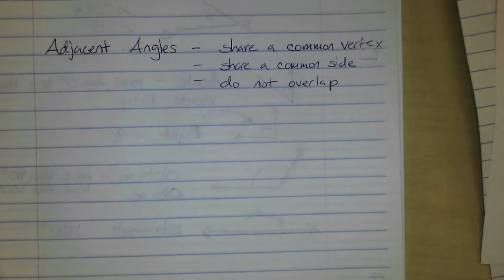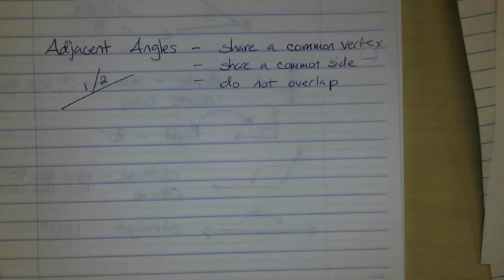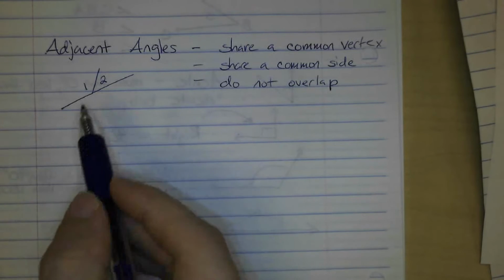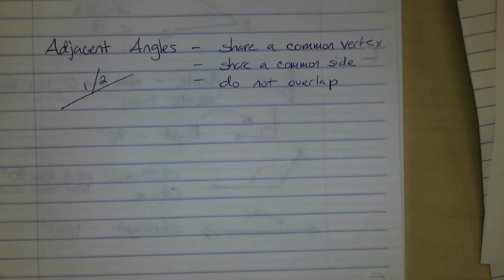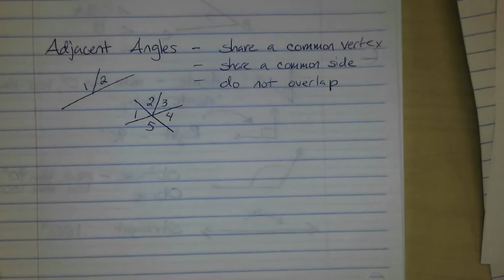Next up, adjacent angles. Two angles are considered adjacent angles if they share a common vertex, share a common side, and do not overlap. Now, you might be thinking, that sounds really hard to imagine, but I'll show you with the picture. Here, angles 1 and 2 are adjacent. They share a common vertex, they share a common side, and they do not overlap.